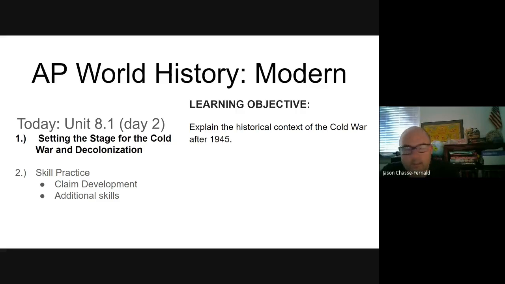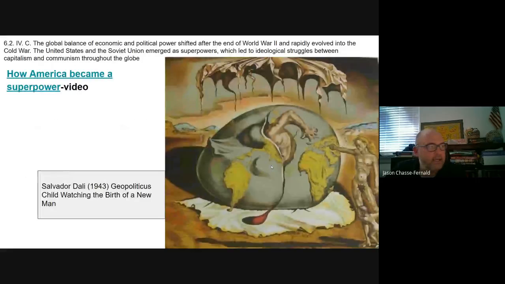Today we're going to look at Unit 8.1, setting the stage for the Cold War and decolonization. This is our second day on this topic. Our learning objective today is to explain the historical context of the Cold War after 1945. And we're going to do some skill practice, claim development, a little sourcing, that kind of stuff.